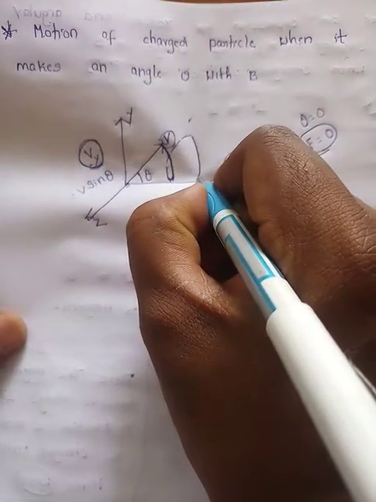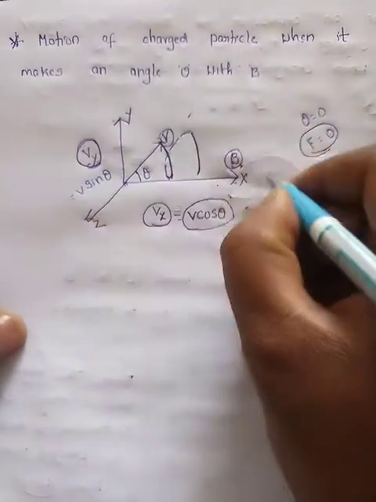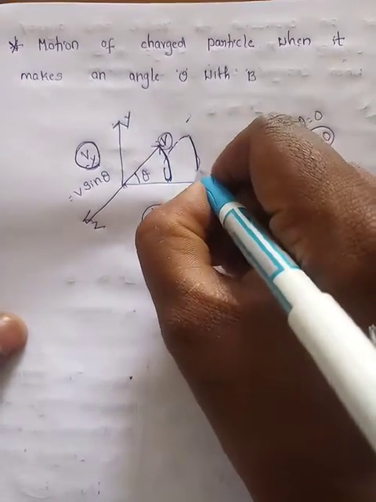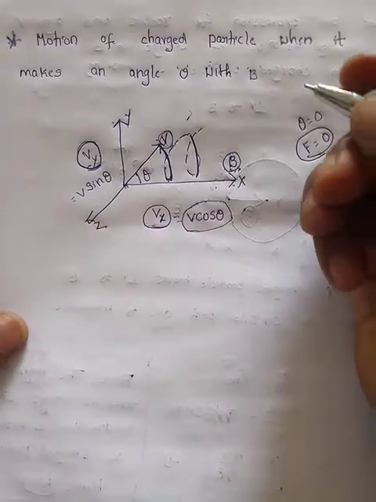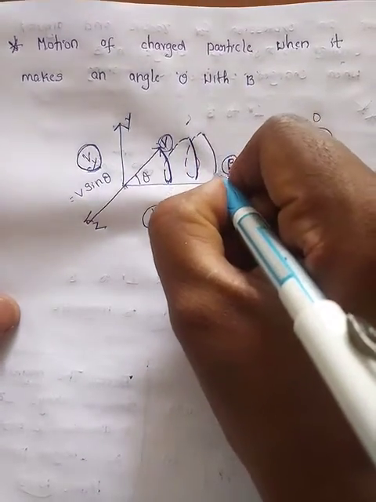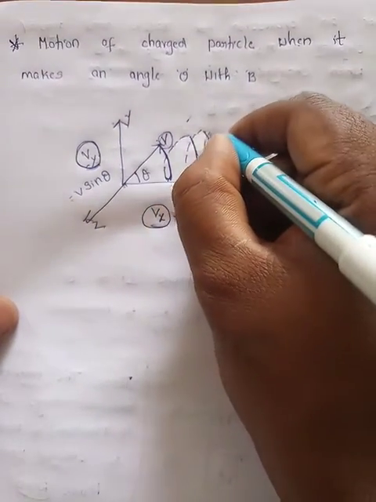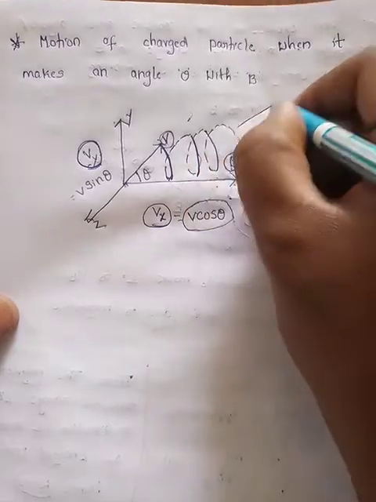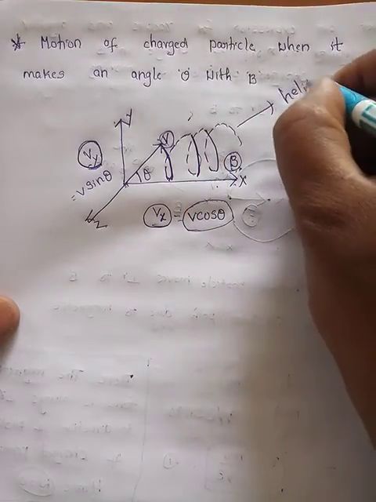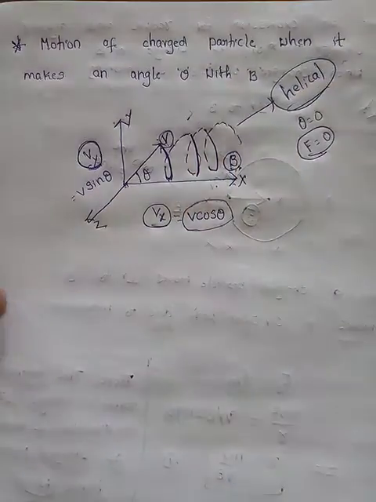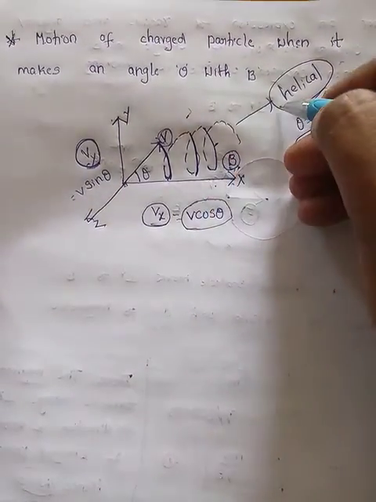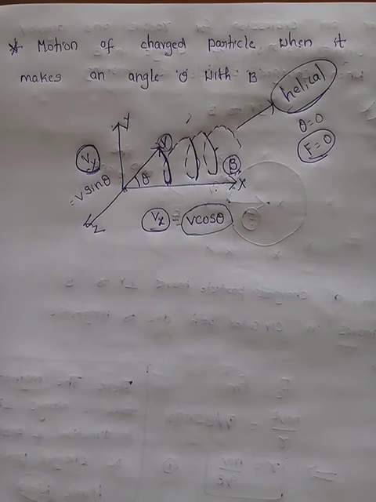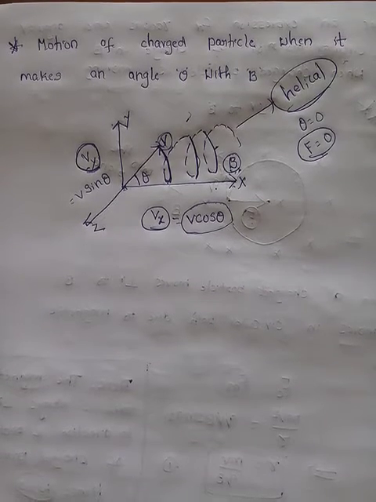Next, again the vx component is parallel to the magnetic field, so it moves along a straight line. This moves along a circular path. The same way it continues. So what happens finally? The particle moves along a combination of straight line and circular path. Finally what we get is called a helical path.